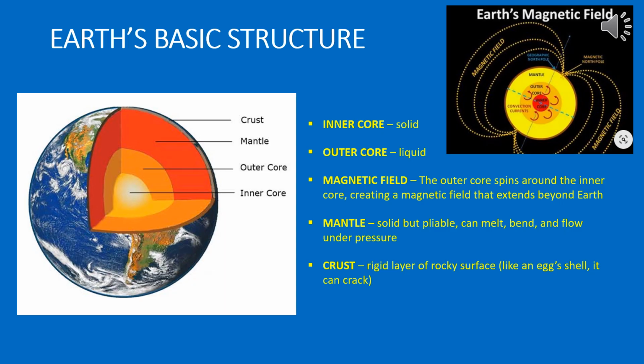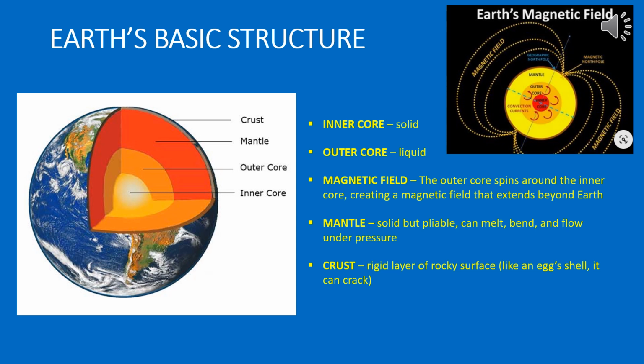Now that we know how old Earth is, let's discover its structure. As you can see in the cross-section of Earth, it has four basic parts. The outer thin layer is called the crust, and underneath is the mantle. At the center are the outer and inner cores. The crust is very thin compared to the other layers, and it can crack like an eggshell. The mantle is solid, but it can melt, bend, and flow when under pressure.